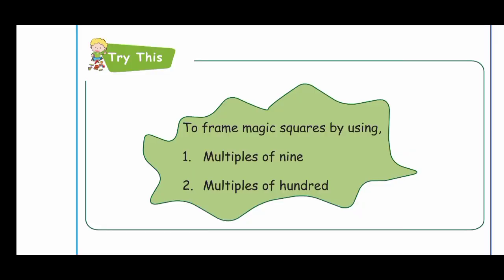Let's try this. To frame a magic square by using, first one, multiples of 9, second one, multiples of 100. First we will see multiples of 9.